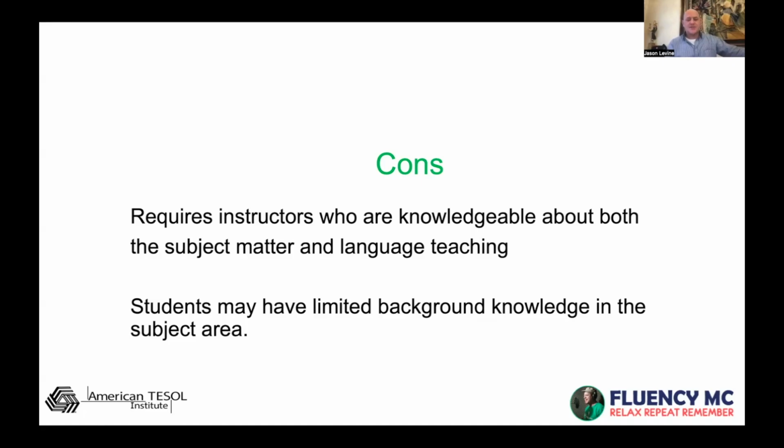Although you don't have to necessarily have one teacher who knows both. You can go to different teachers. That works very well. I've seen that work really well.